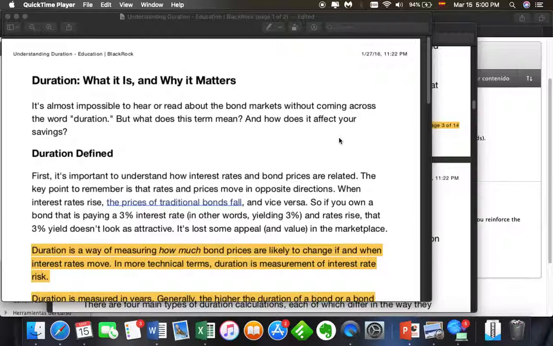What is it? What are the main components that affect duration? And then we're going to move on to the calculator and actually create a calculator for duration, and then we're going to check how it is useful.